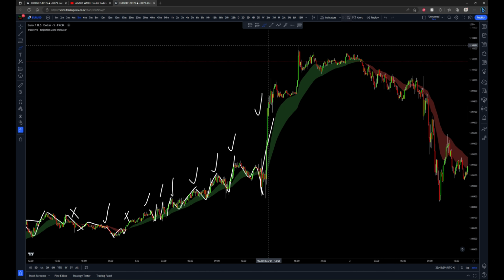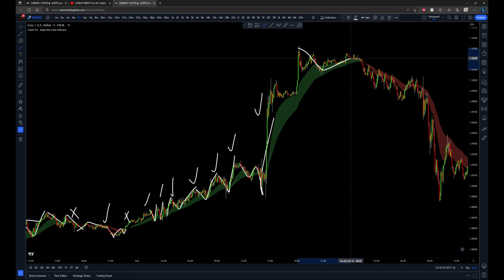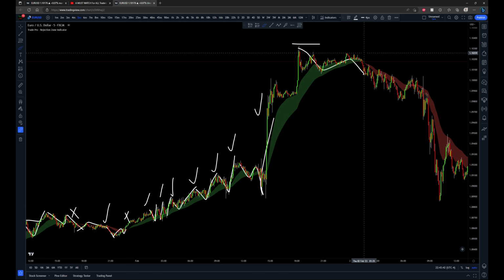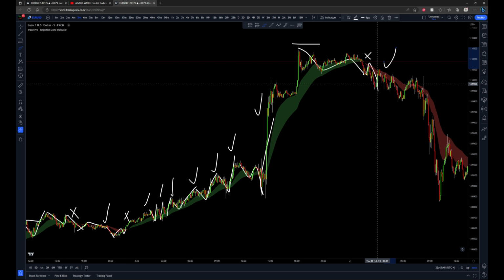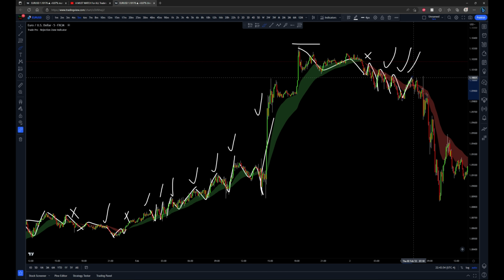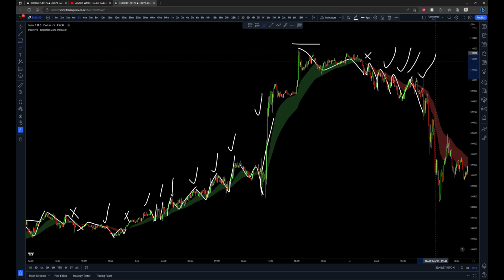And then again, here it doesn't pull back into the cloud, there's nothing there. Here we have a failure. It pulls back, never continues to take out the high, never creates a higher high before the cloud flips to red. So that's a failure. Now we're in a downtrend, the cloud is red. Pull back into the cloud, continuation, success. Pull back into the cloud, continuation, success. Pull back into the cloud, continuation, success. Pull back into the cloud, continuation, success.